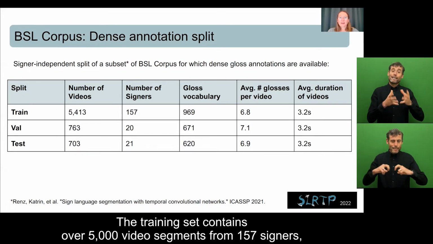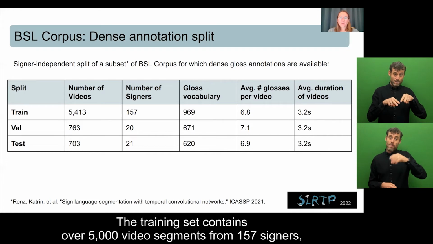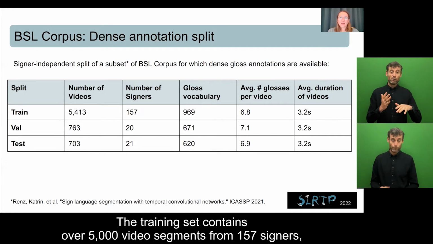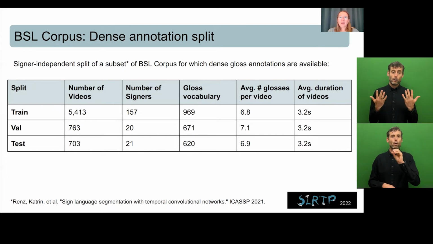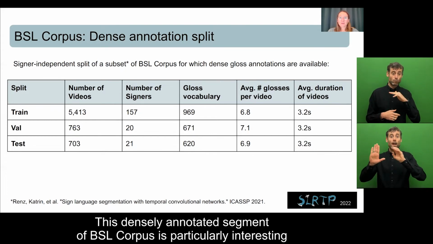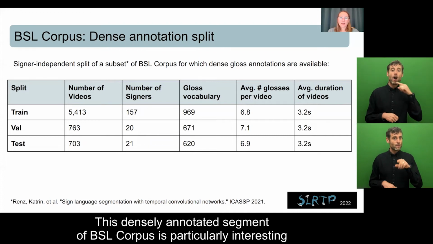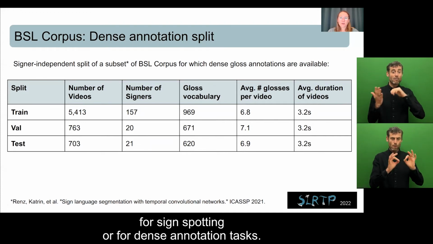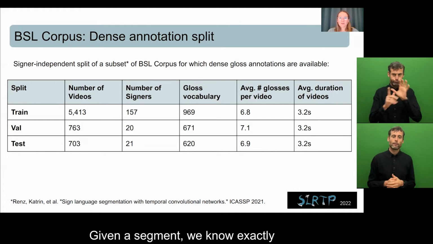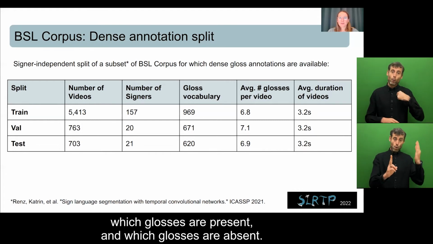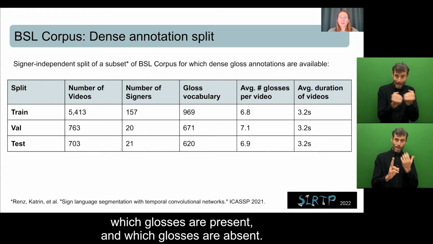The training set contains over 5,000 video segments from 157 signers, with a gloss vocabulary of 969. This densely annotated segment of BSL corpus is particularly interesting for sign spotting or for dense annotation tasks. Given a segment, we know exactly which glosses are present and which glosses are absent.